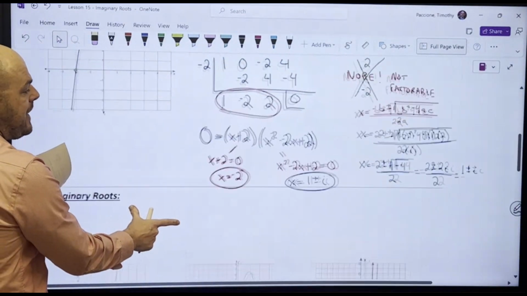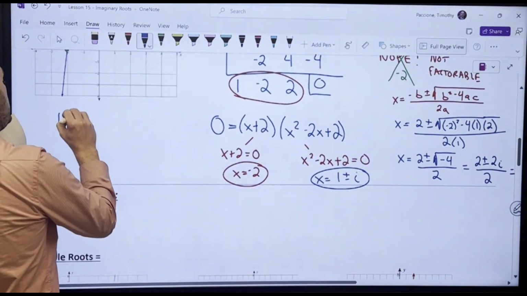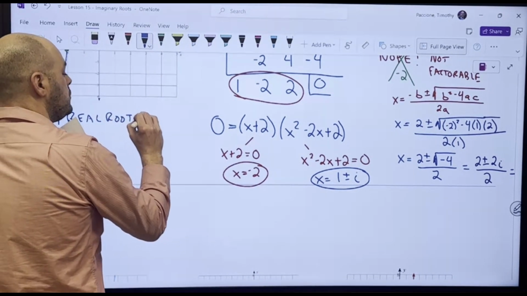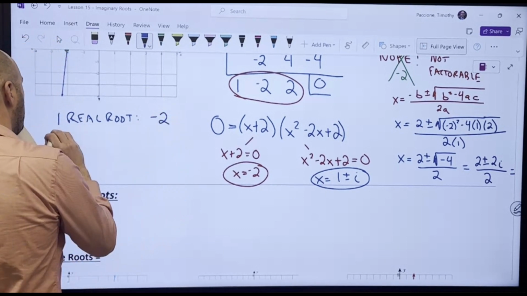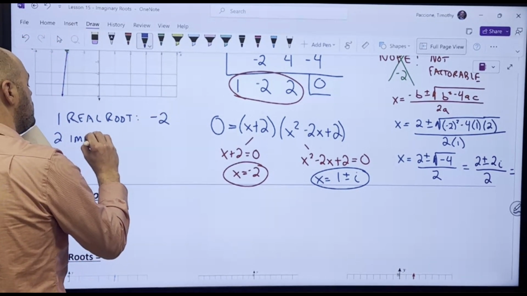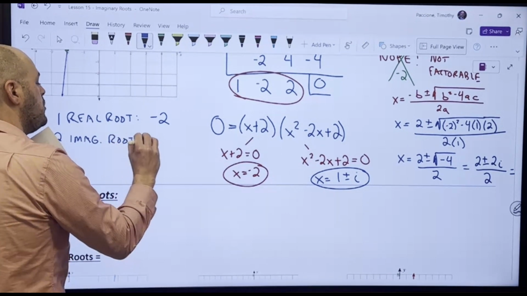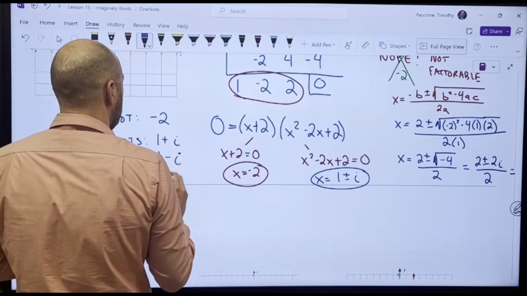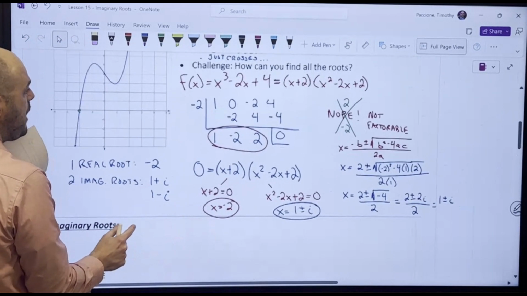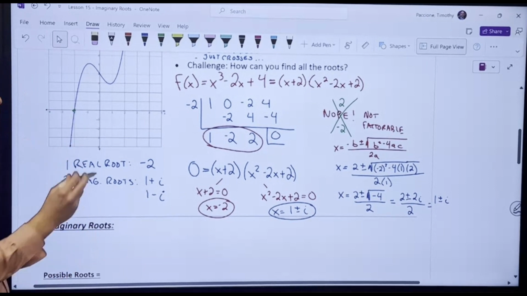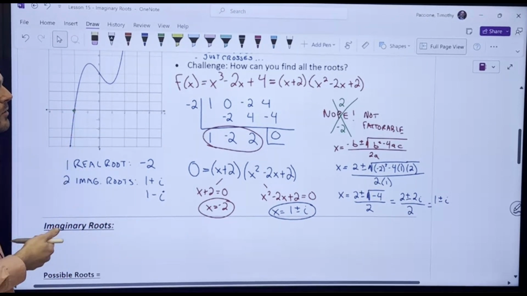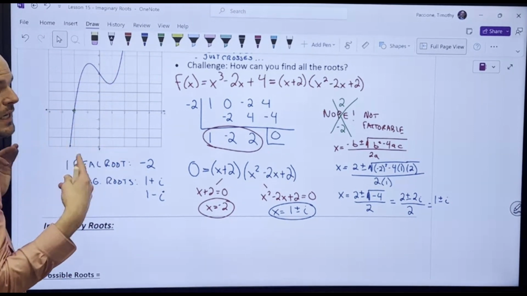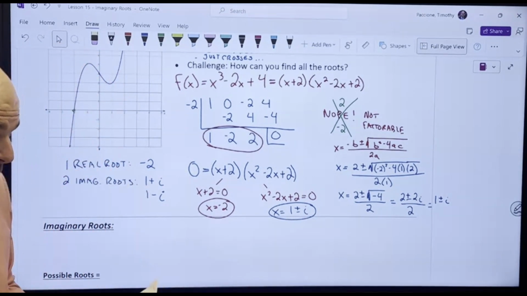So let's take a step back here. What do we have? We have one real root, which is negative 2, and we have two imaginary roots, which in this case are 1 plus i and 1 minus i, right? Those are our three roots. Now, if we look at our graph, that makes sense. We only had one x-intercept. It was a single root, so it wasn't a double or a triple. So our other two roots must have been imaginary roots, right? to get us to the 3 roots that we need for a cubic function, right? So that's where we're going today.